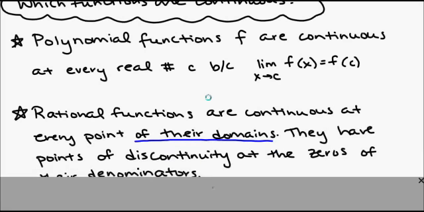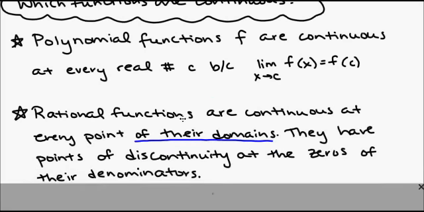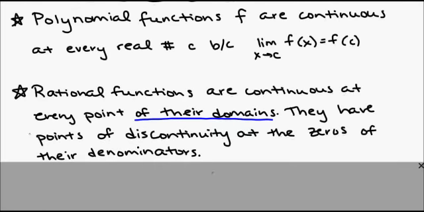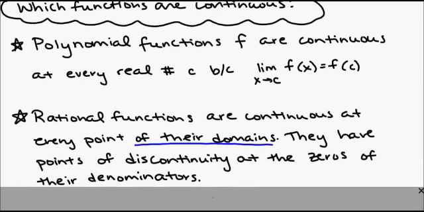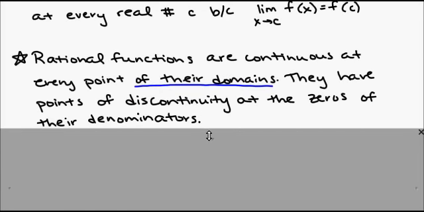Rational functions are continuous at every point of their domains. The last function we looked at in example 1 is an example of a rational function that is continuous in every point of its domain. They have points of discontinuity at the zeros of their denominators. Again, in that last example, the zero of the denominator would be x equals 0, and it is discontinuous at that point. That's because you can't divide by 0.